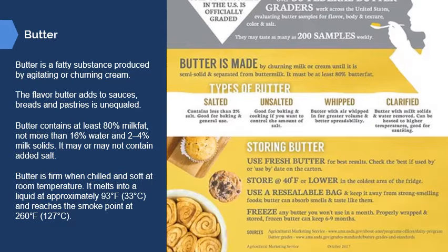Use a resealable bag and keep it away from any strong smelling foods. Butter can absorb these smells and cause it to taste like them. Freezing any butter you don't want to use in a month is a good way of preserving it. Properly wrapped and stored frozen butter can keep between 6 and 9 months in the freezer.